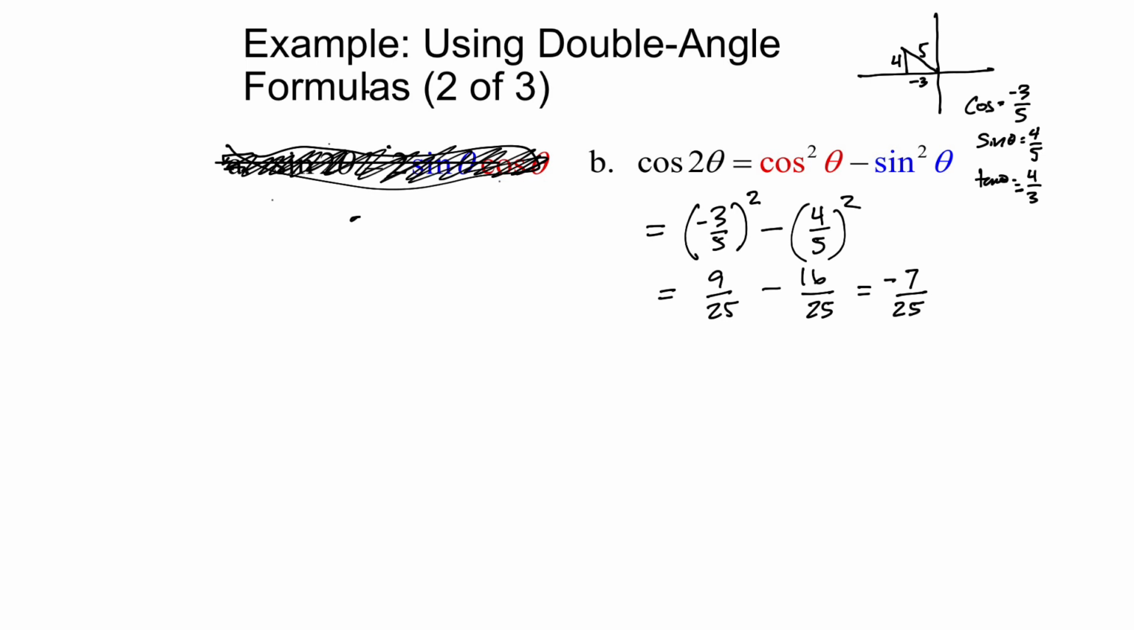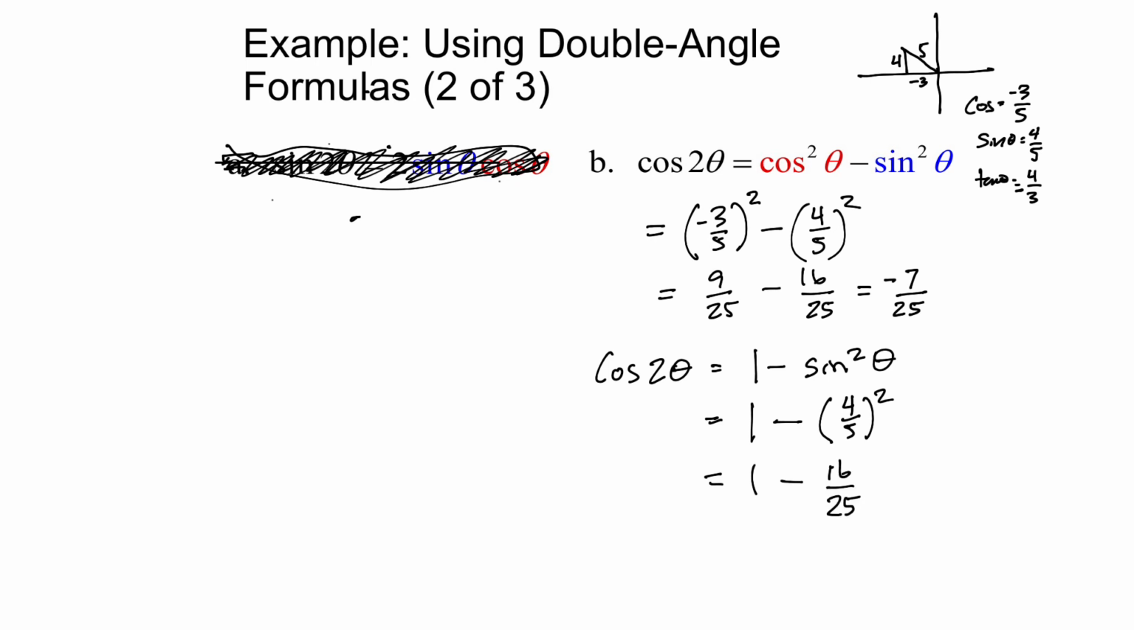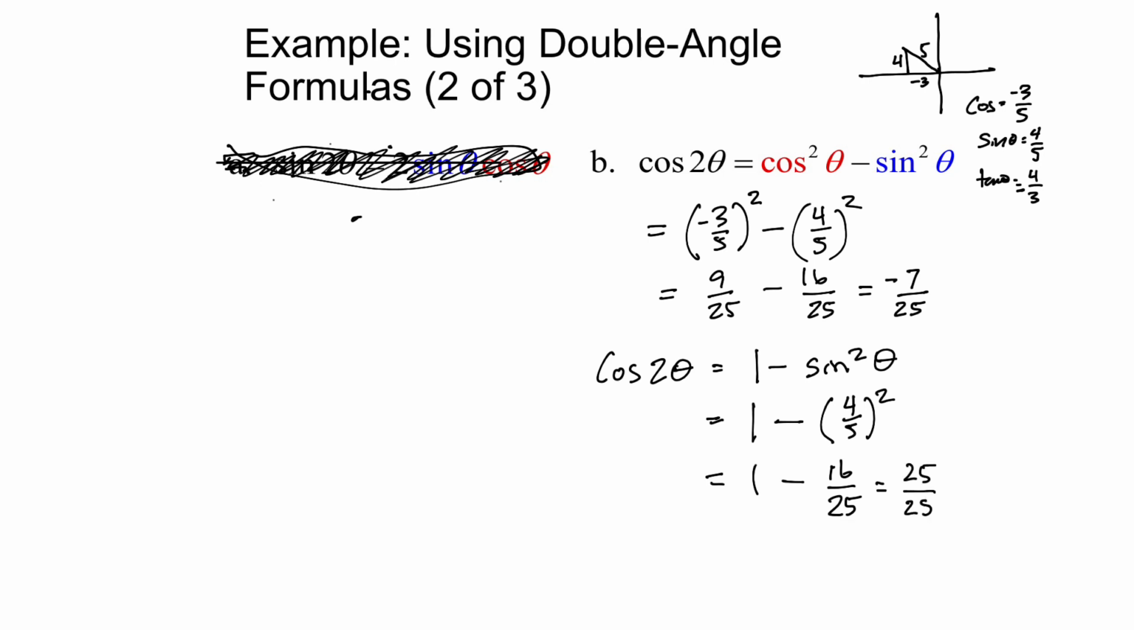Let's see if we get the same thing for cosine 2 theta with one of the other ones. I'm going to go with the 1 minus sine squared theta. And we know sine theta is 4/5, so we're going to square that. So that's 1 minus 16/25. 1 we would rewrite as 25/25, so they have the common denominator, minus 16/25. Did I do this right?